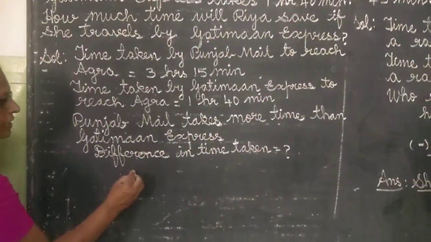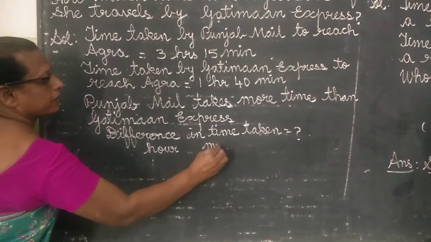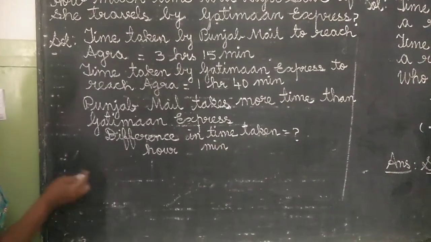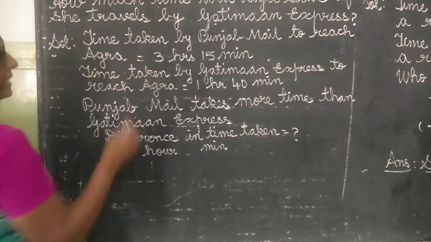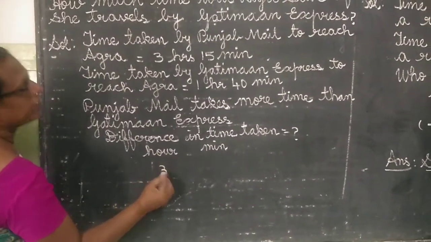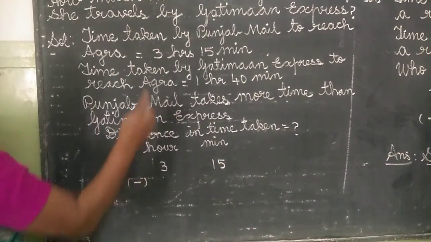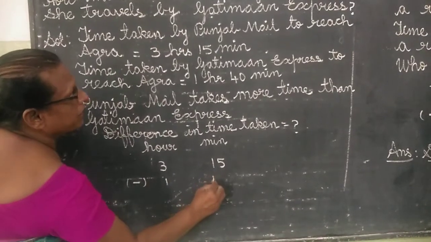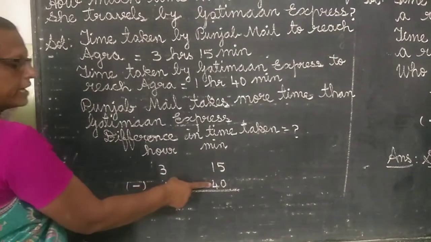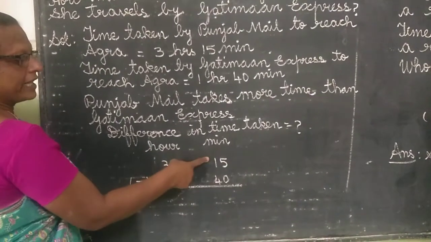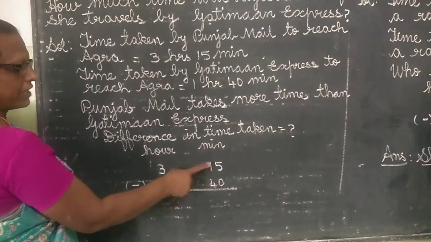So what do we have to write, children? First hours, minutes. You have to write the bigger number first, isn't it, children? The bigger number is 3 hours 15 minutes, and then you have to subtract 1 hour 40 minutes. Here listen carefully, children. The lower number is bigger than the upper number; the upper number is smaller. Can you subtract, children? No.